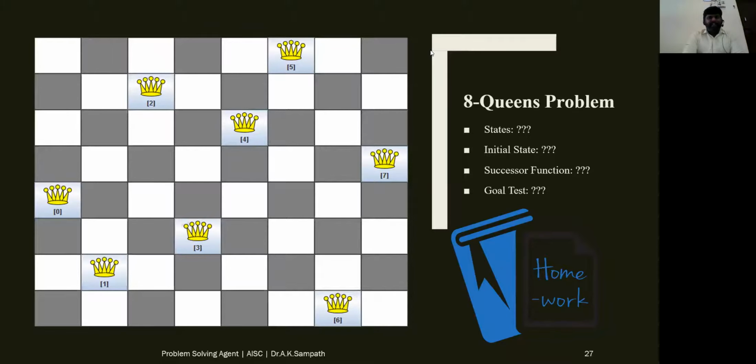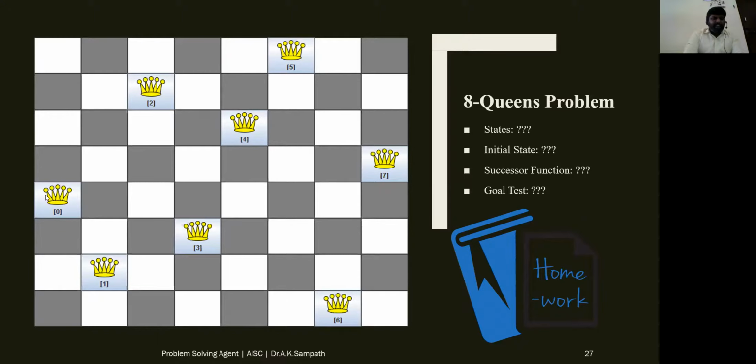Can anyone quickly write in the chat box? First of all, try to understand the problem statement very clearly. There are 8 queens to be placed on this checkerboard, which has 64 boxes. My problem is that I need to place all the 8 queens on this checkerboard, but whenever I'm placing any queen, no other queen should be placed in the rows as well as columns where a queen is already placed.